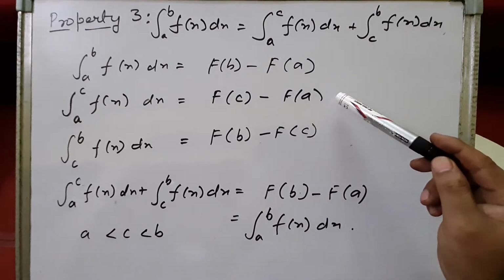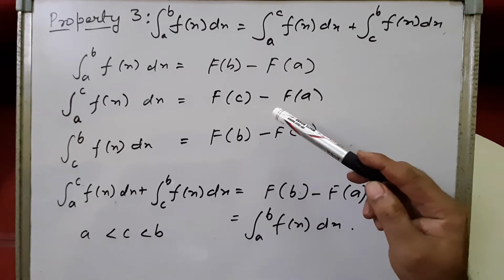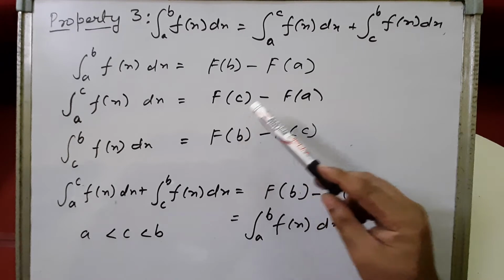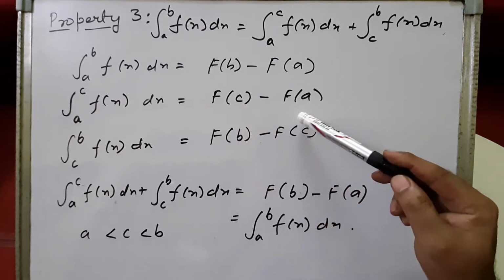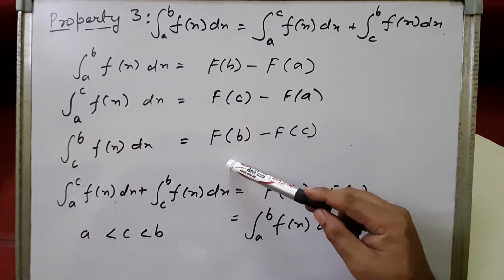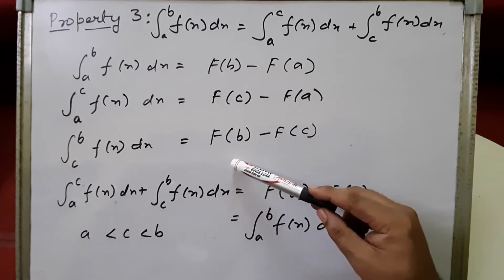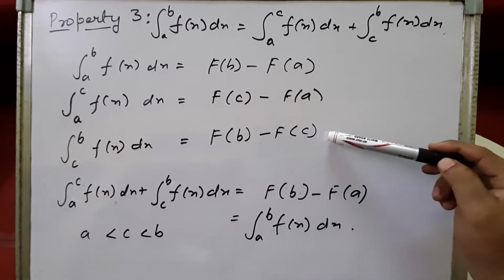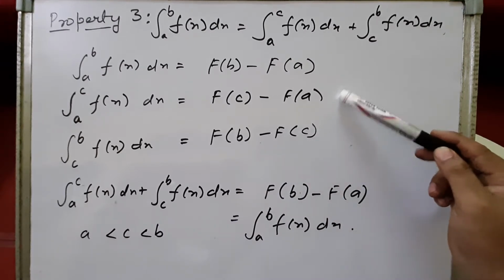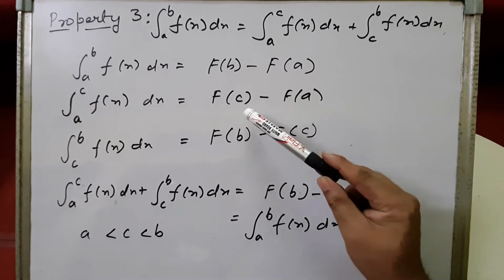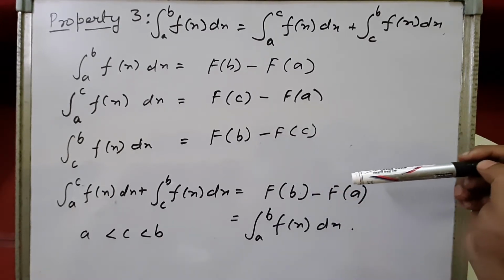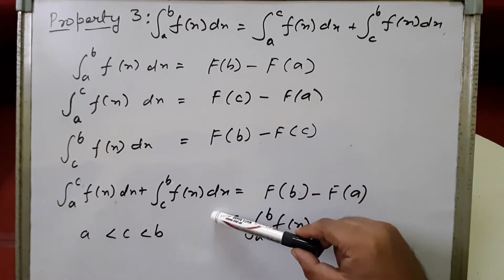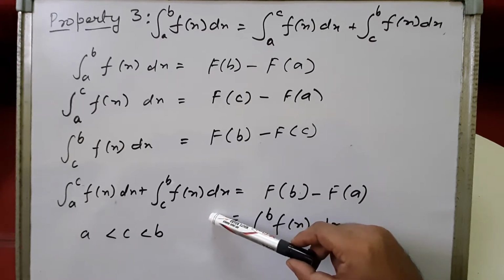Now, the integration of a to c f(x) dx, in the same way, we can write as F(c) minus F(a). And the integration of c to b f(x) dx can be represented as F(b) minus F(c). Now if we add these two expressions, you can see that the plus F(c) and minus F(c) will get cancelled. That gives us the integration of a to c f(x) dx plus the integration of c to b f(x) dx.